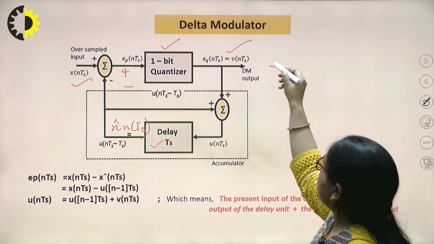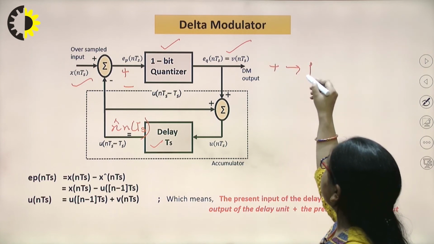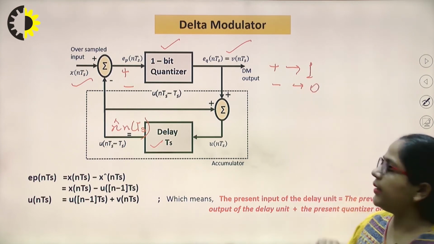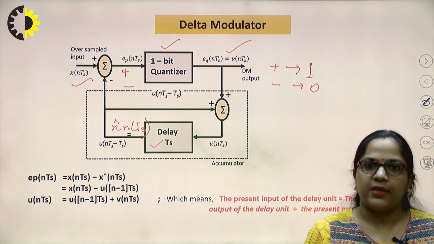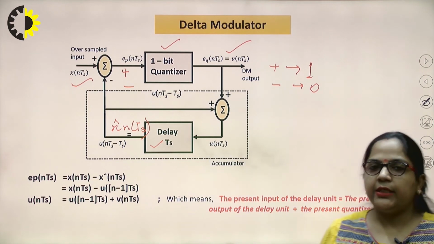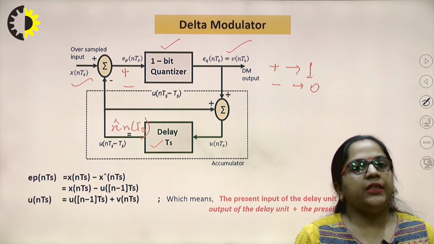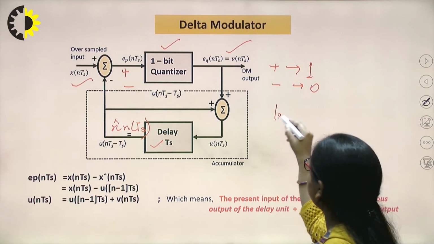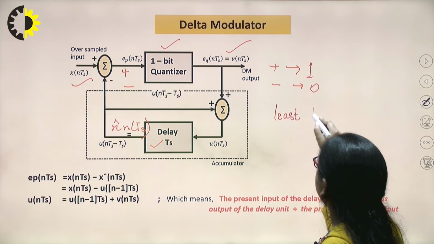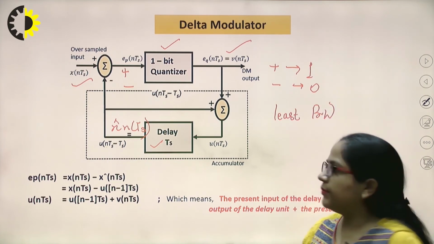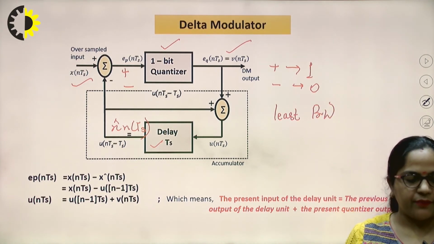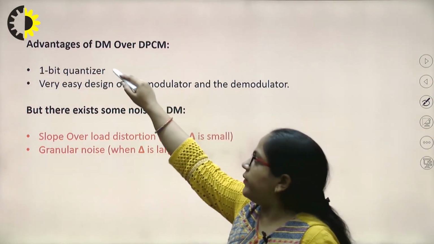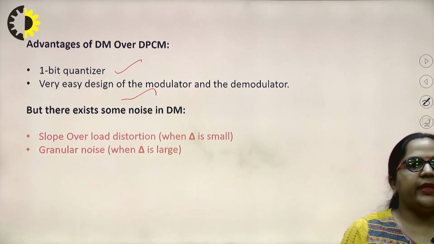If the difference is positive, it will be quantized with binary 1. If the difference is negative, it will be quantized with binary 0. So it is simple to transmit. Its modulator and demodulator are very easy to design. And here we require the least transmission bandwidth. That is the main benefit of delta modulation. So these are the two advantages: a 1 bit quantizer and very easy design.